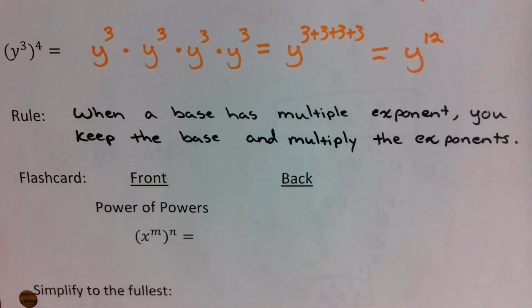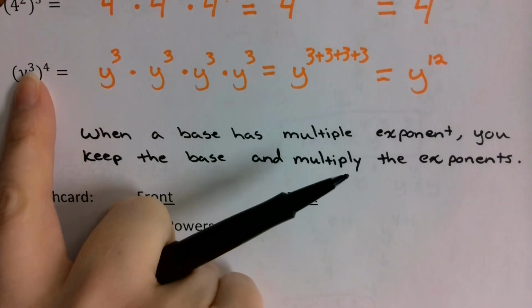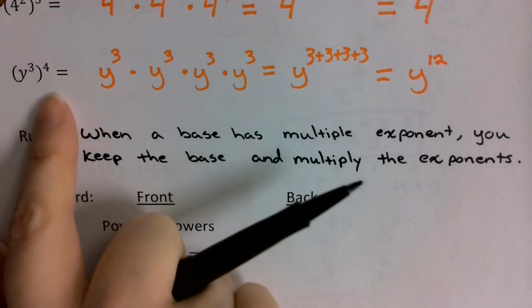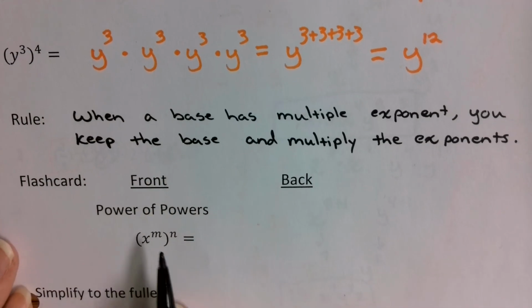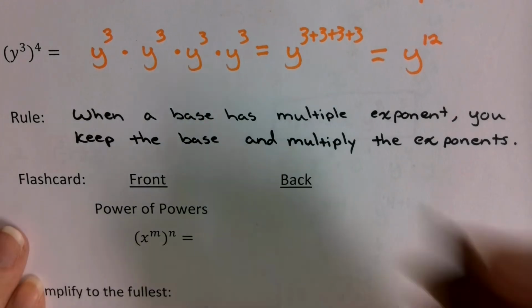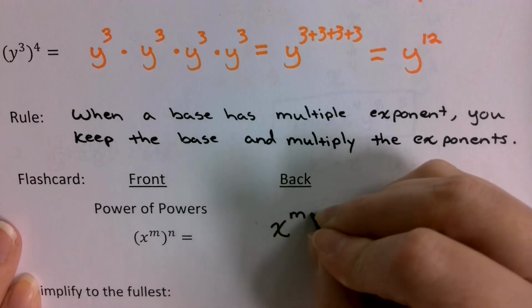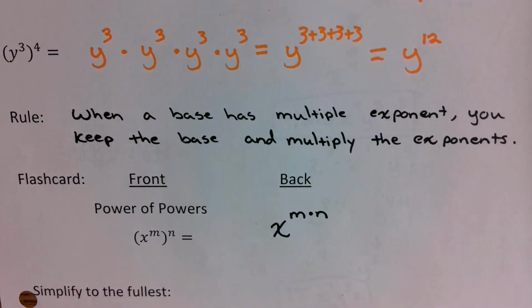When you have a single power raised to another power, right? Y to the third is a power, and it's raised to another exponent, which means it's raised to another power. So this rule is called power of powers, and it looks like the following. If you've got x to the m raised to the nth power, then on the back of your card, you should be writing that you would be just taking x and multiplying the m and the n together for your exponent. So again, it's called power of powers. X to the m to the nth power means you're just multiplying those exponents together.